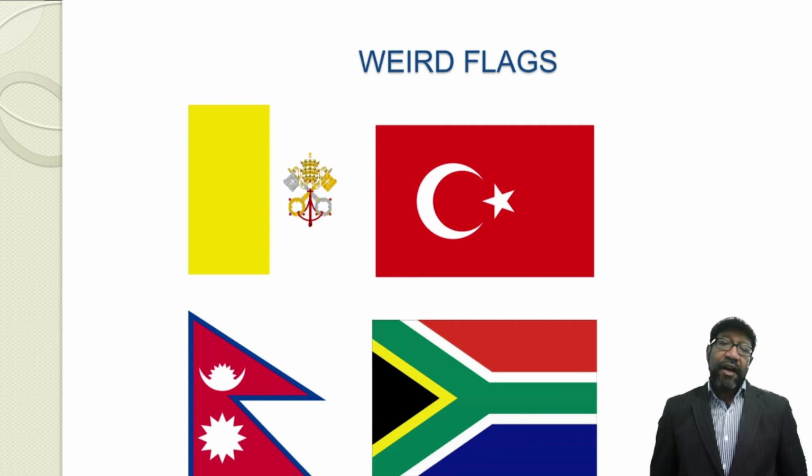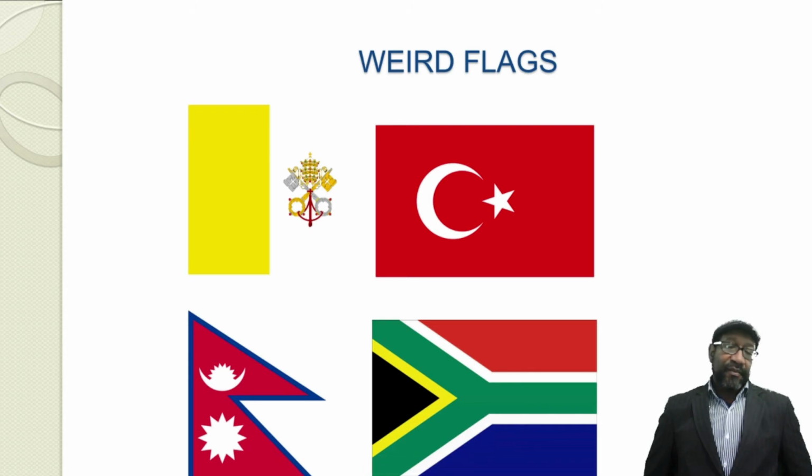This is the flag of the Vatican. And the Vatican is a country. It's considered to be the smallest country in the world, right? There in the middle of Rome, right? Where the Pope and his friends live. Okay.